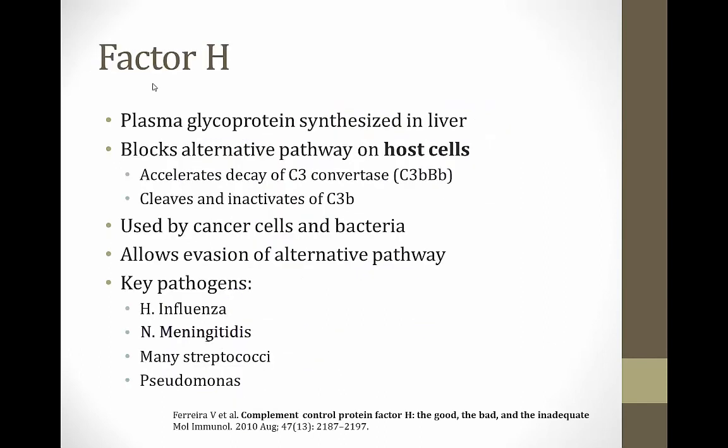Some alternative pathway C3b can bind to our own cells, and if left unchecked, it could activate the complement system and lead to cell death of our own human cells. But this doesn't happen, and one of the reasons is because of something called factor H. Factor H is a plasma glycoprotein that is synthesized in the liver, and it blocks the alternative pathway on our own host cells. Our cells have developed mechanisms to pull factor H from the plasma and use it to protect themselves against the alternative pathway.